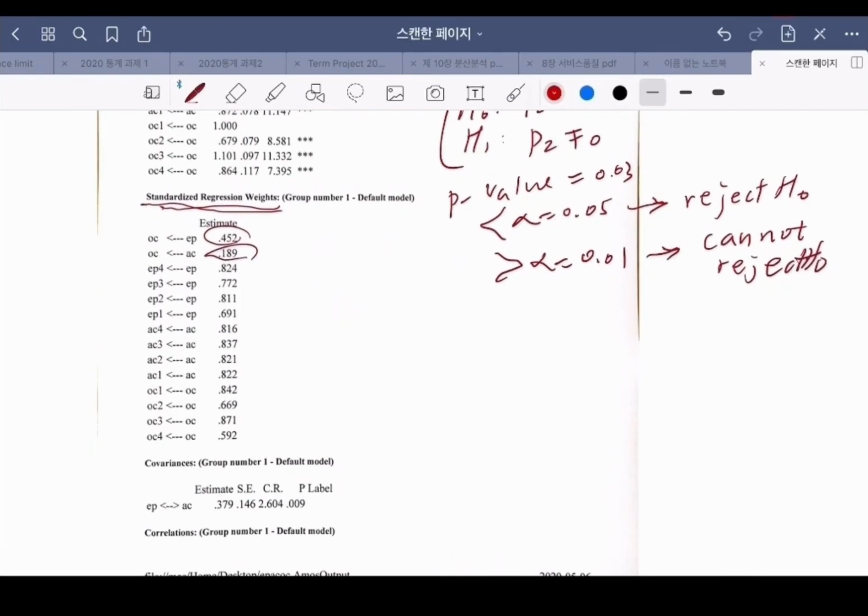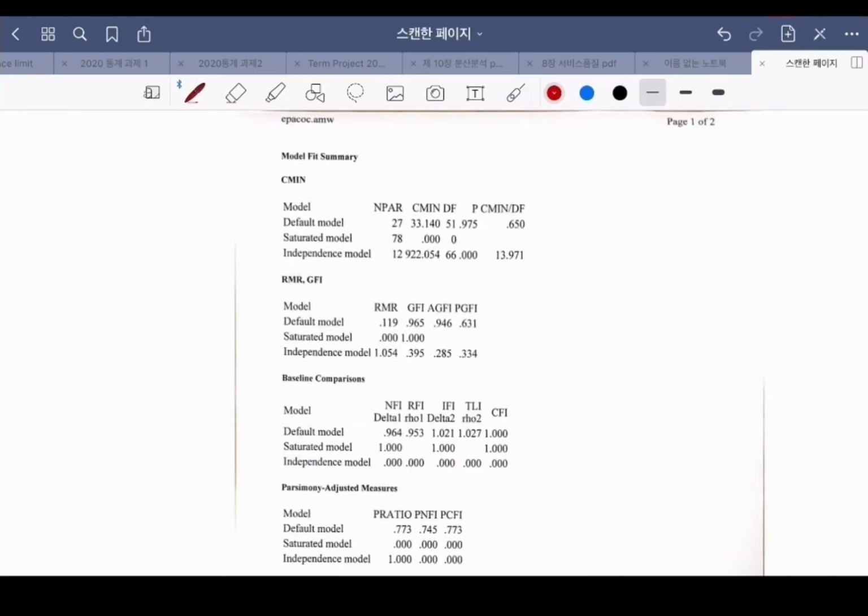Now let's go to the goodness of fit indexes, right here. There are lots of measures here. As far as I know, different fields use different measures, but usually these are the frequently used ones: CMIN, GFI, and RMR. Basically, CMIN is the chi-square value.